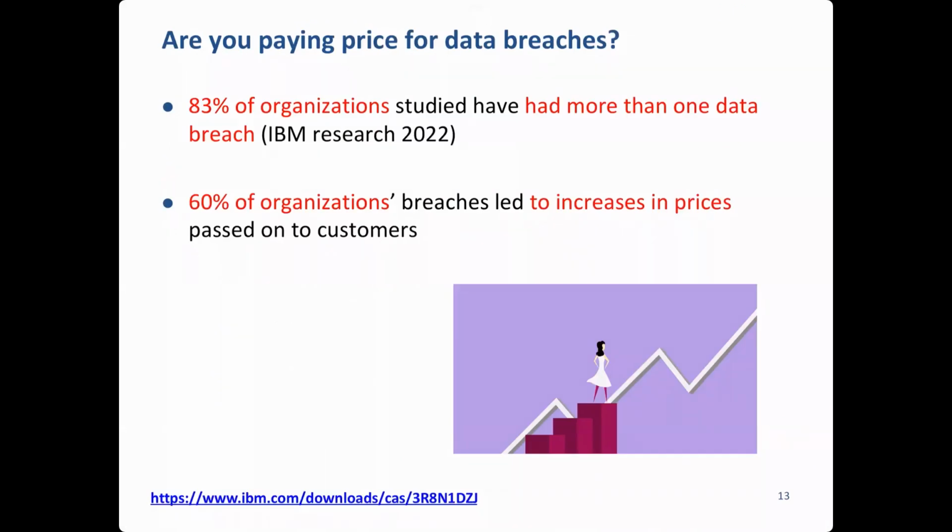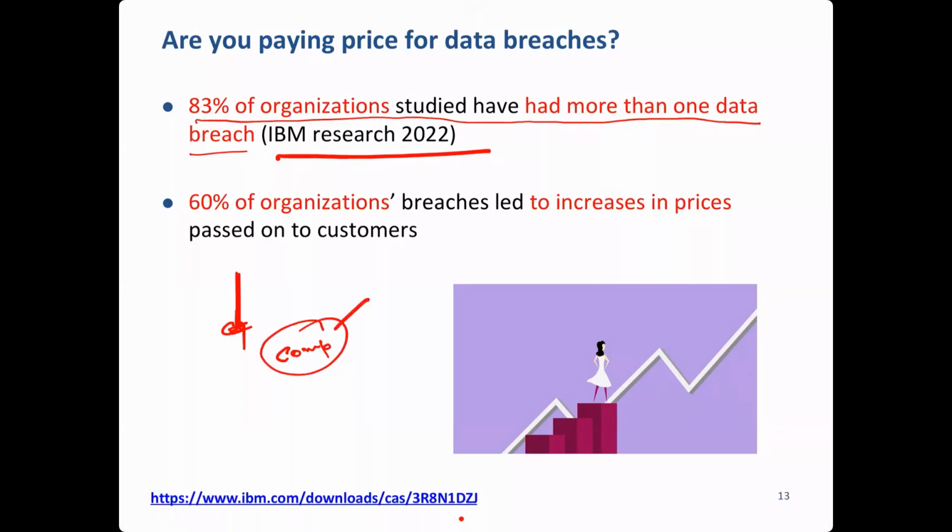So we think that breaches happen very infrequently, but the fact is that a study was done by IBM in 2022, and they took a random sample of organizations. And 83% of the organizations had one or more data breaches. Say you are running a company, an organization, and your data is breached.